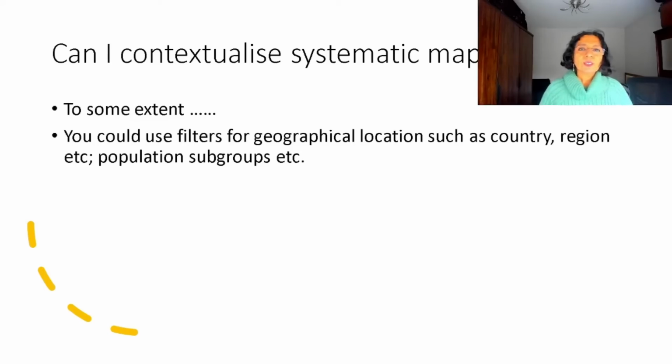So I would like to answer a few other commonly asked questions. Can I contextualize a systematic map? To some extent, you could use filters for geographic locations such as country filters, regional filters, and also filters for population subgroups, etc.